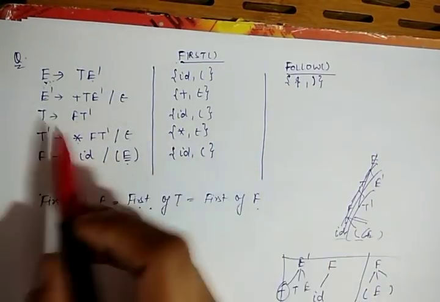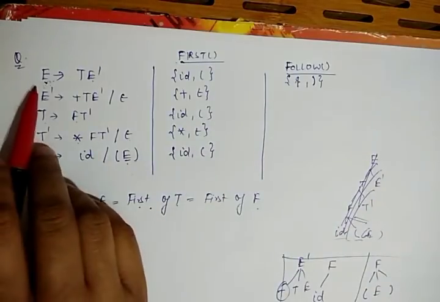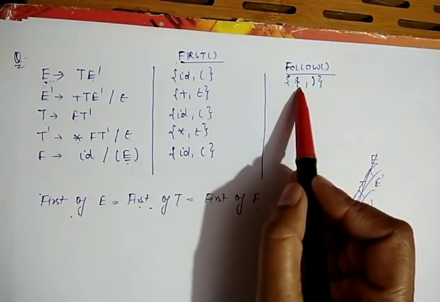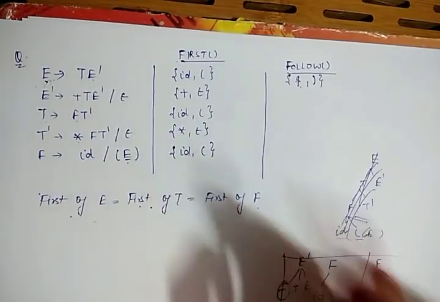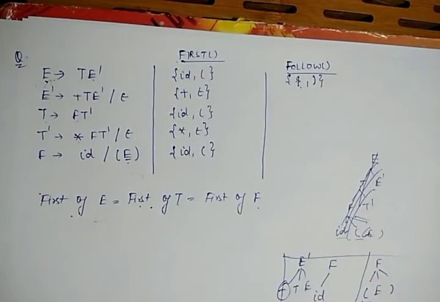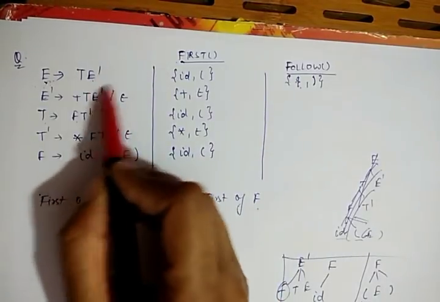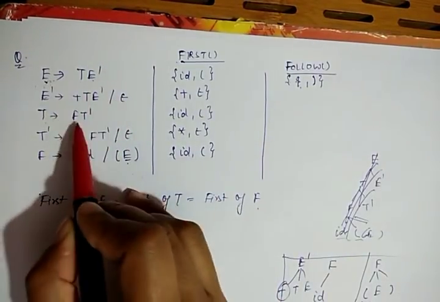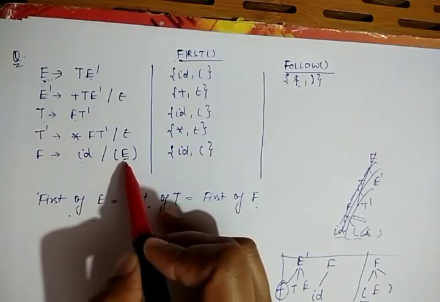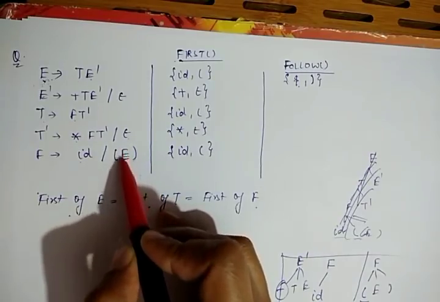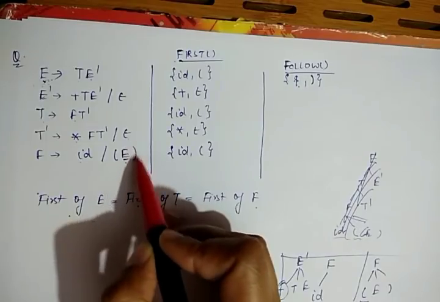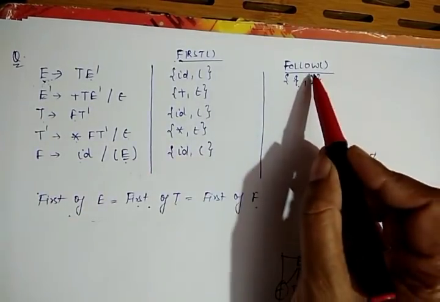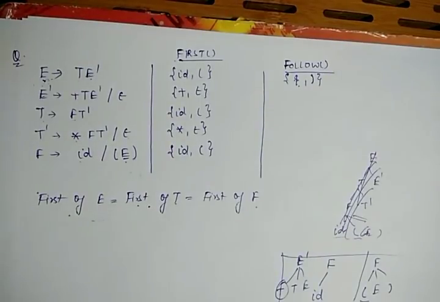I will explain again. For finding the follow of a starting symbol, first it is always followed by dollar. Then check in the right hand side where that symbol comes. E is not encountered here, not here, not here, but here. Now check, if E is encountered here, then what follows E? E is followed by a close brace. So we write it down here. Okay.